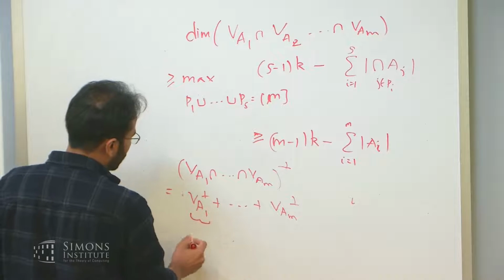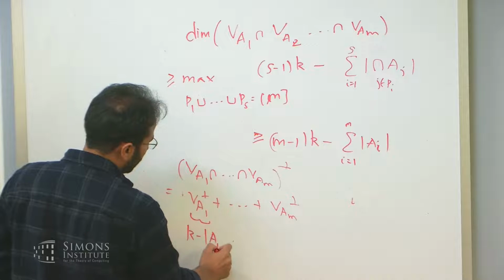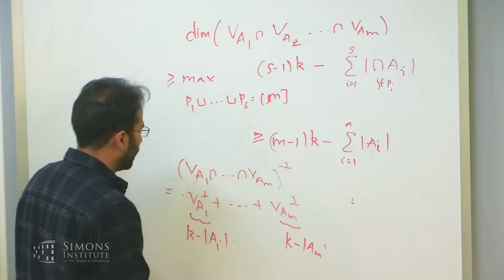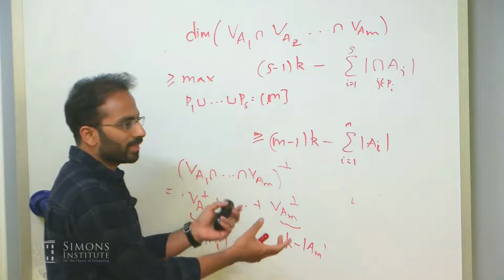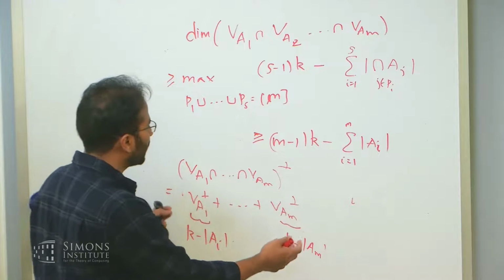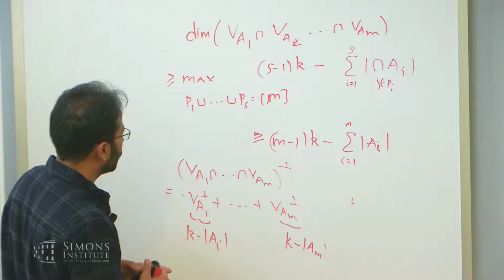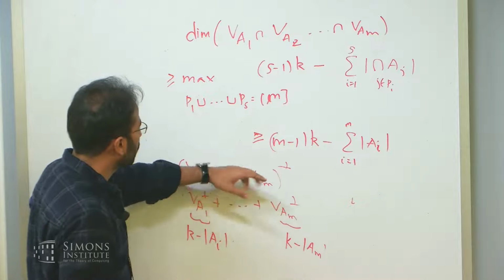So the dimension of this is K minus AI, and the dimension of this is K minus AM. If I add all of them up, there is still a gap left. They cannot make the whole space. Then that exactly is this dimension. So this is a trivial lower bound.